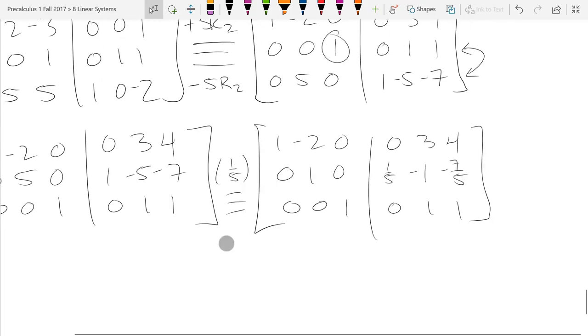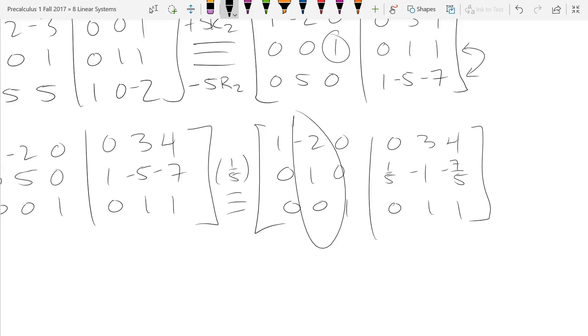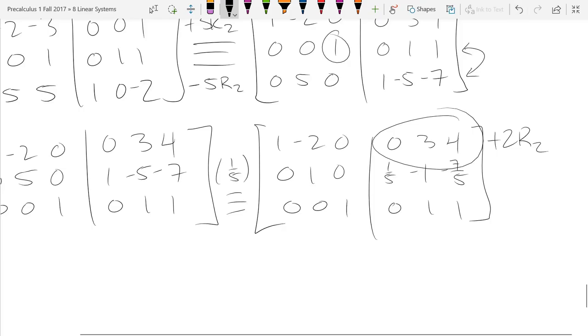So what row operation do I need to perform? So we got column 1, column 3 done. We're just finishing off column 2. How do I get rid of that negative 2? Plus 2 row 2. So go ahead and do that. You're going to have fractions over here on the right side. They shouldn't be too bad. So go ahead and do this operation.